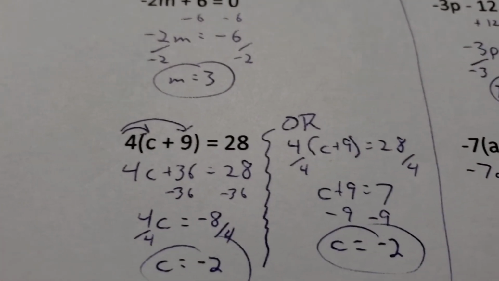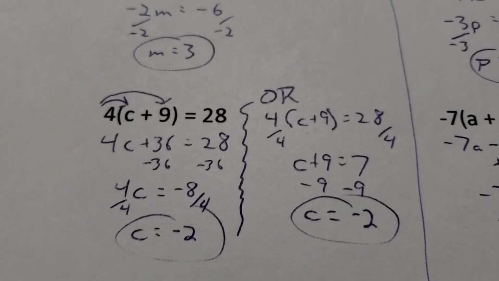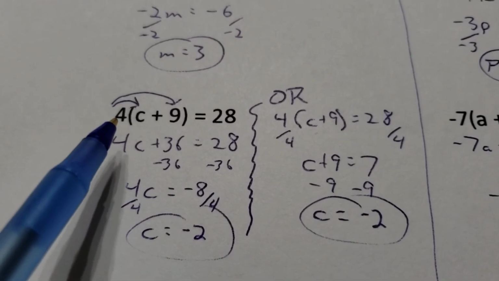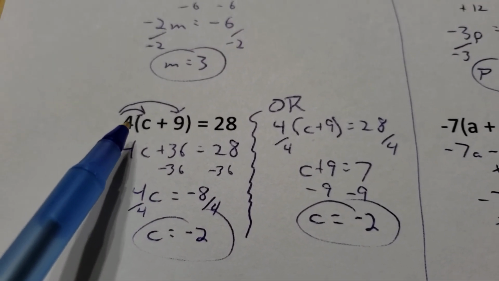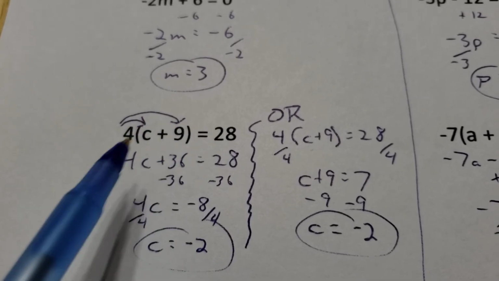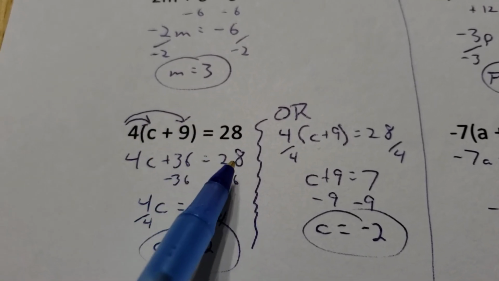All right, now here's a scenario where I could do it in 2 different ways. The first way I'm going to show you is to distribute like we worked on yesterday. 4 times c and 4 times 9 gives me 4c plus 36 equals 28.